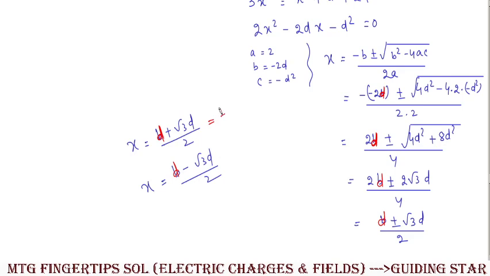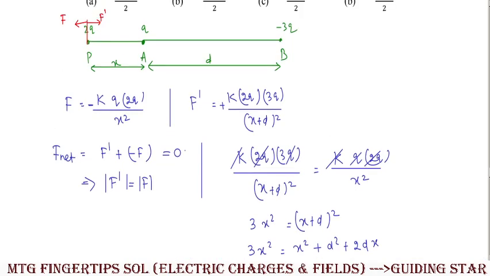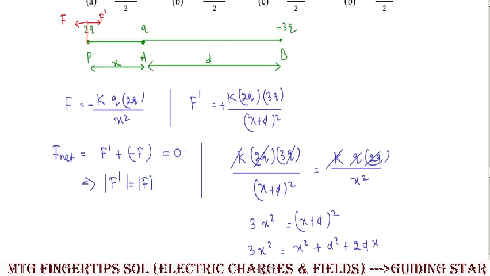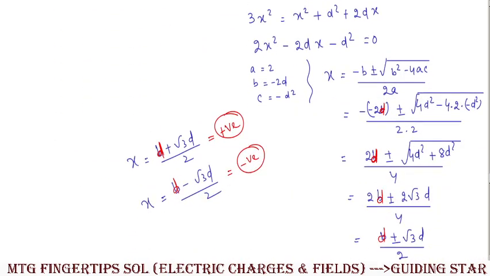So this value will be positive. Clear? And this particular value will be d minus root 3d. That means obviously this particular value will be negative over here. So the given roots over here are d plus root 3d and d minus root 3d divided by 2, which we are getting.